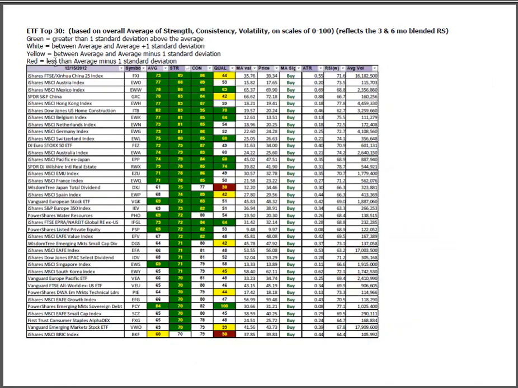Top 30 ETFs in the ETF2 database sorted by strength. It's China, Austria, Mexico, China, Hong Kong. U.S. home construction has come down off the top, so a little change.